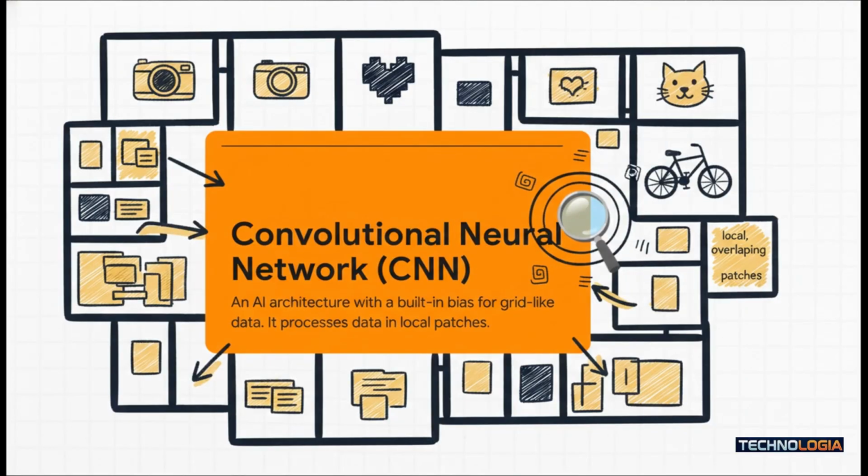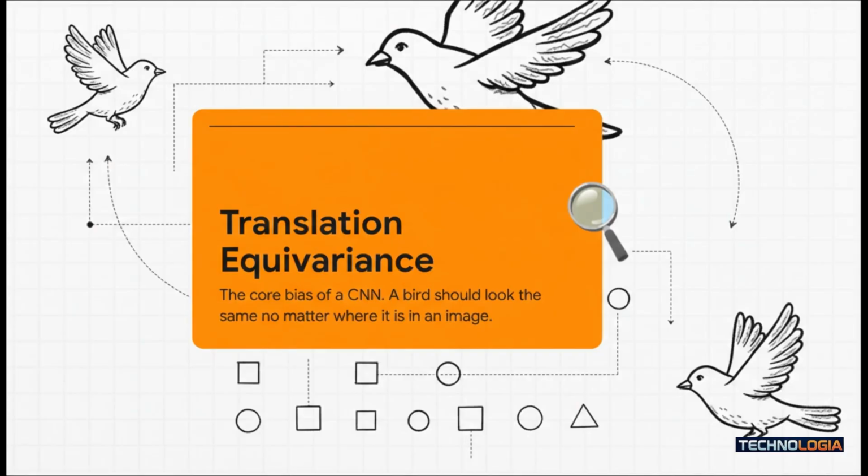Let me introduce you to the Convolutional Neural Network, or CNN. This is an architecture that was specifically designed with an inductive bias for grid-like data, which, of course, is exactly what images are. Its whole structure, its entire reason for being, is built around this idea of processing local overlapping patches. So what's the specific spotlight that a CNN uses?